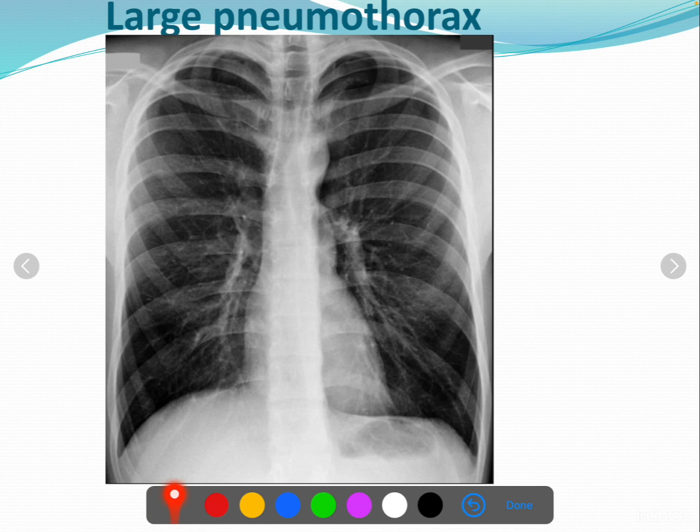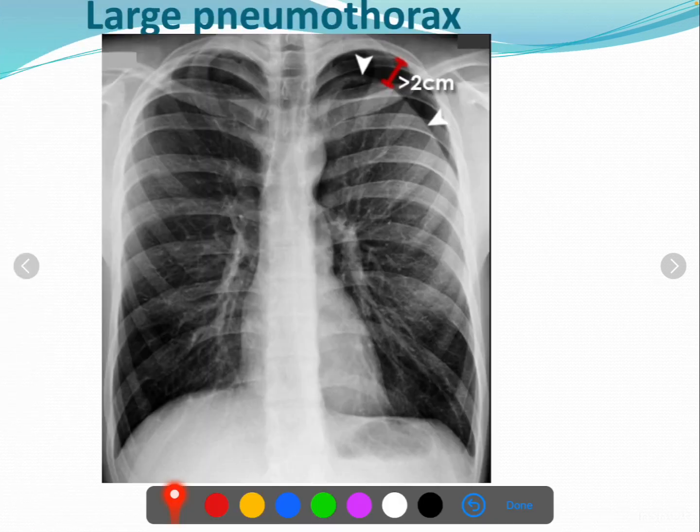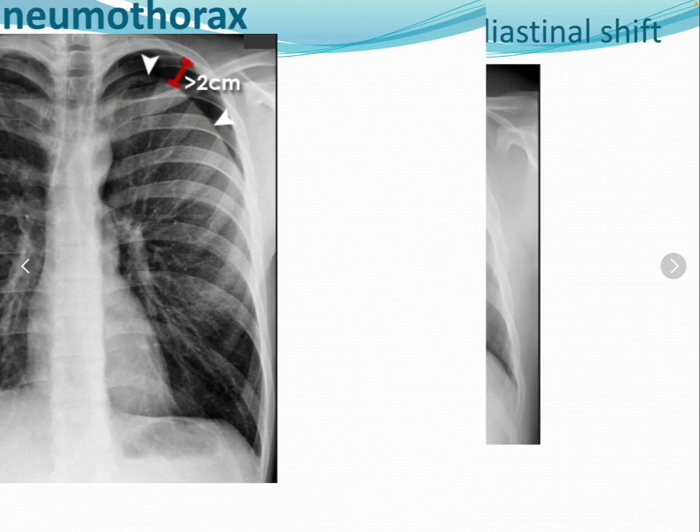Then this is the large pneumothorax. I think you can easily identify this is the visceral pleural line and this is the pneumothorax in the left side. So in this picture we can see this large pneumothorax is more than 2 centimeters in size. Like the width of this pneumothorax is more than 2 centimeters. So this is the large pneumothorax.